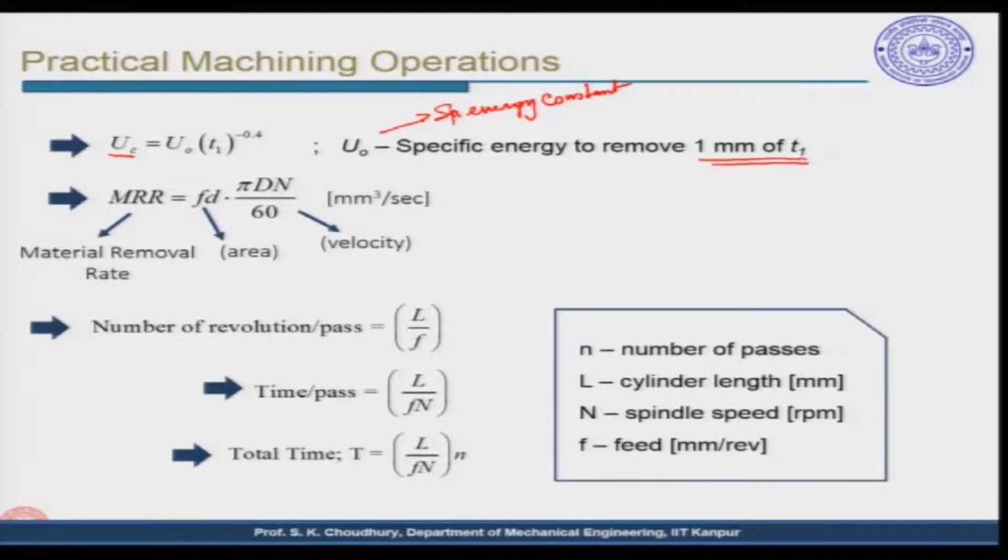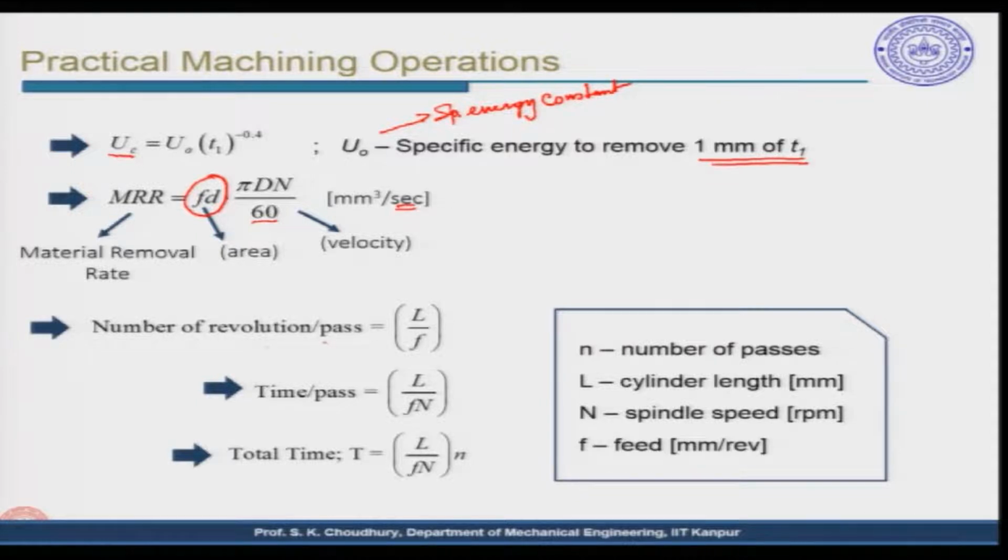Now, the MRR, material removal rate, is normally given as a product of area and the velocity. Area here in case of the turning is the feed into the depth of cut, and the velocity is the pi d n, and we are dividing by 60 to make it millimeter cube per second. So, material removal rate is given in the unit of millimeter cube per second, and Uc is the joules per millimeter cube.